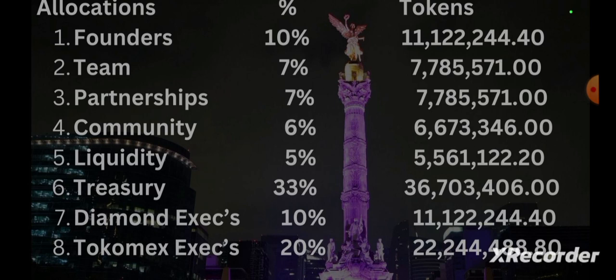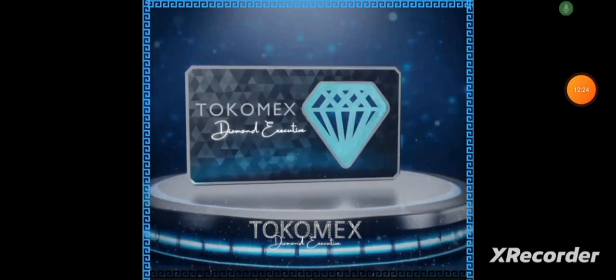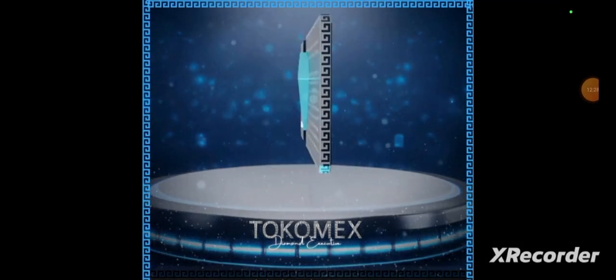And real quick, if you look at 7 and 8, that's our executive teams. Together, that's 30%. So you can see that's some of our largest distribution of the TMEX token. So now let's jump into the Diamond Executive. At this point, I really hope you're finding some value. This is going to get really interesting now.